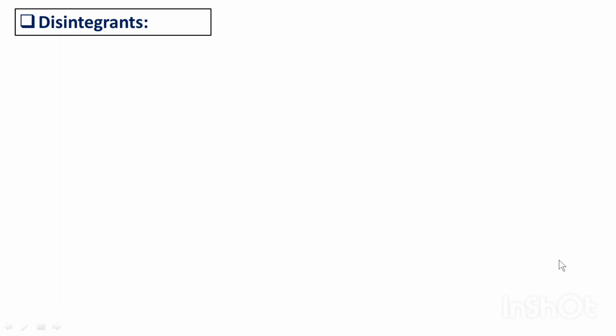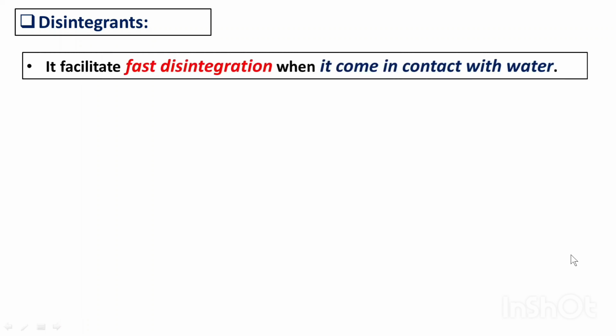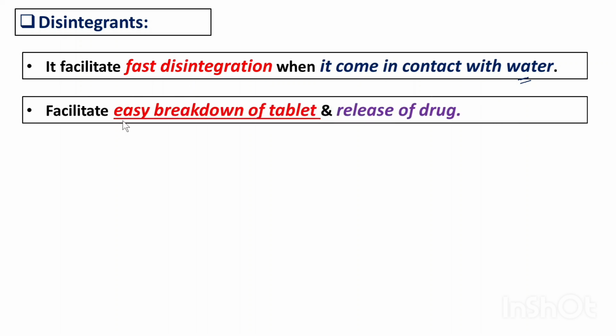Next is disintegrants. What is the importance of disintegrants? They facilitate fast disintegration when they come in contact with water. If we consume a tablet, after consumption it will go into our stomach. Here a water environment is available, right? In that water environment, it will disintegrate. But when we use disintegrants, they will disintegrate the tablet quickly, which facilitates the easy breakdown of the tablet and finally the release of the drug, right?